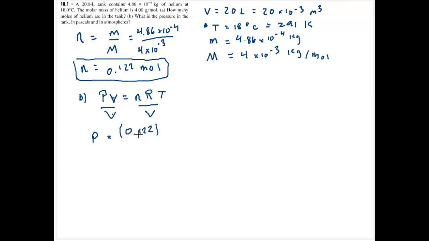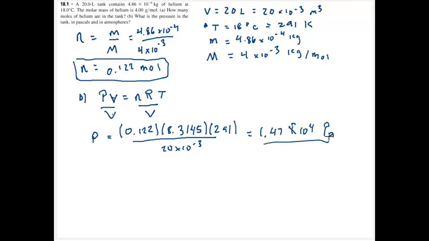0.122 moles. That constant R is going to be 8.3145, and it's going to be joules per mole degree Kelvin. We got 291 degrees Kelvin. Divide that by our volume, 20 times 10 to the minus 3 cubic meters, and we're going to come out with 1.47 times 10 to the 4th pascals. So that's going to be the pressure in the tank.